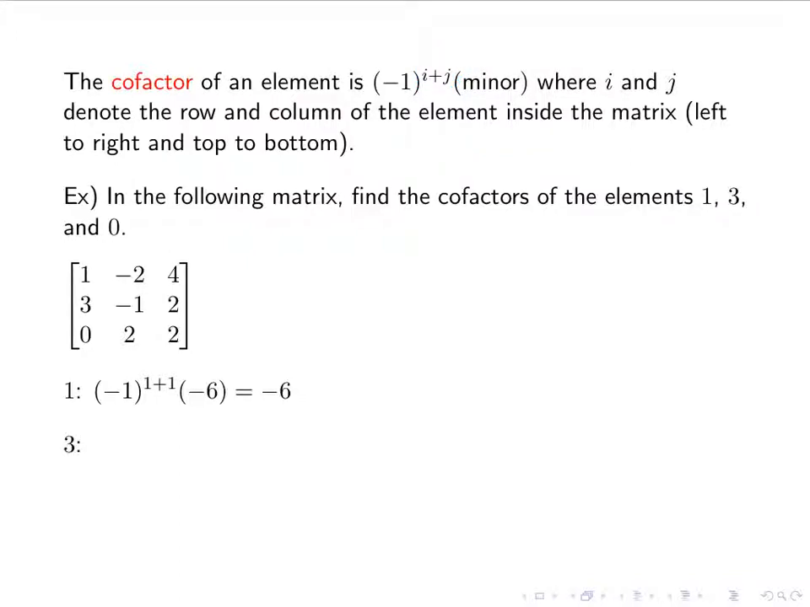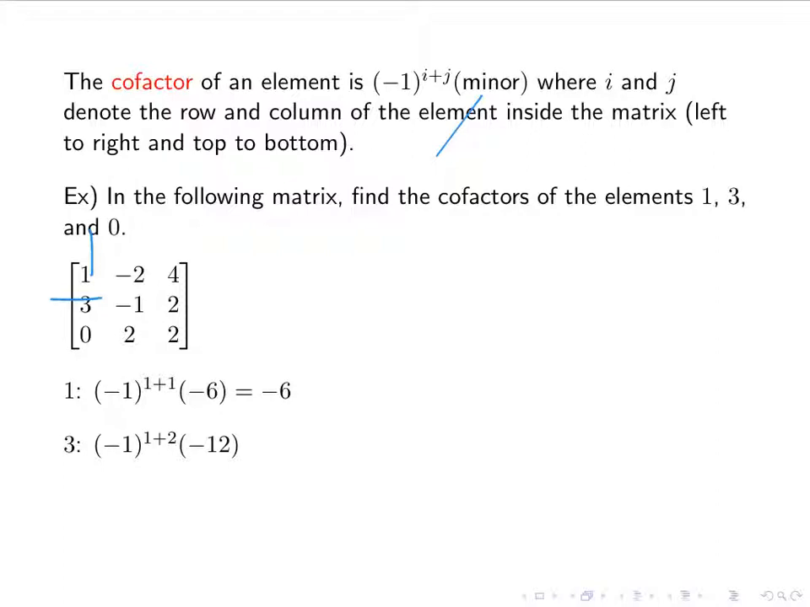So let's try this again with 3. 3 will be -1 to the 1 plus 2. It's in the first row and the second column. So i and j are 1 and 2. It doesn't matter which one you consider to be the row and which one you consider to be the column, because you're just going to be adding them together.